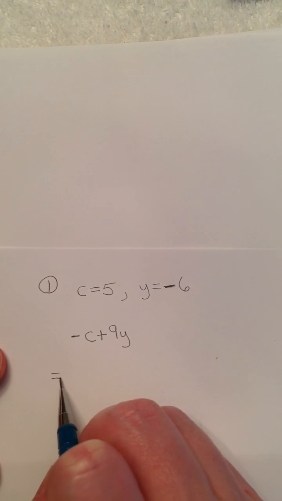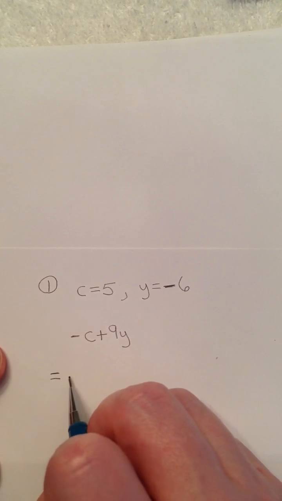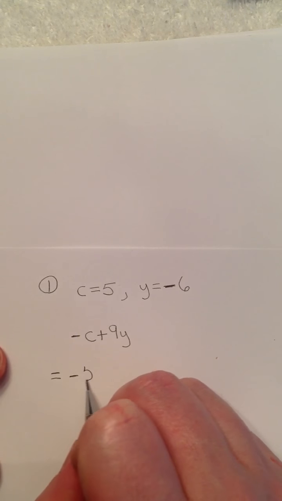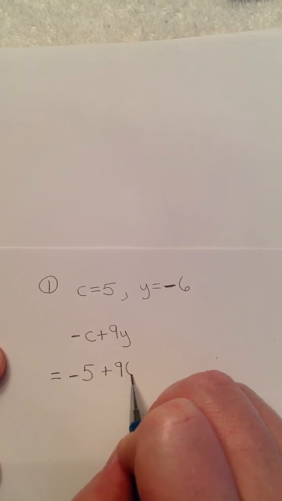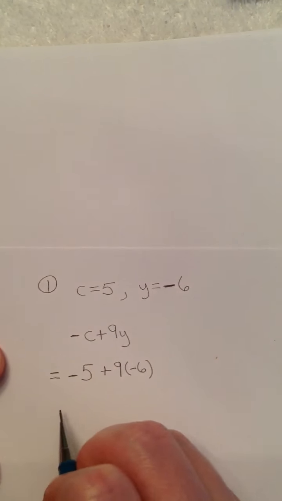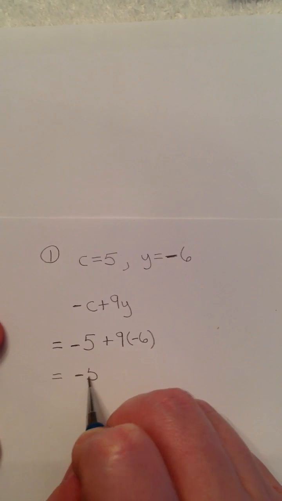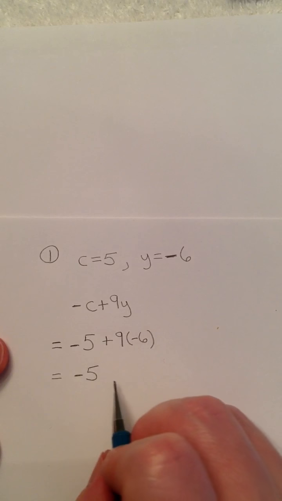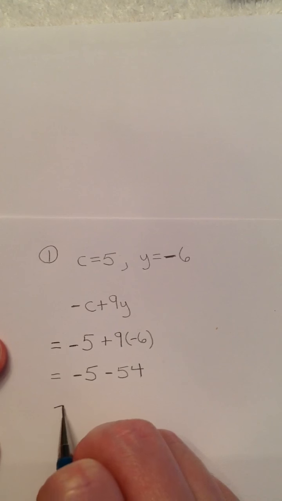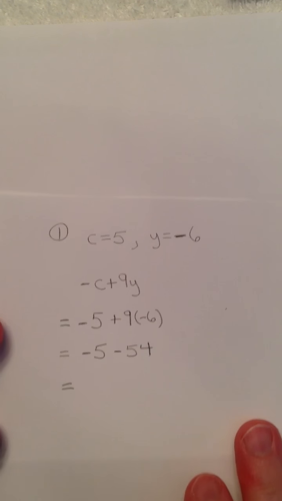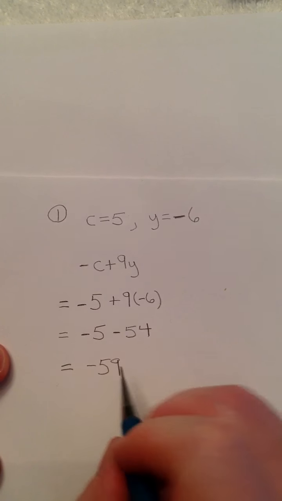Okay, and if we were to substitute respectively 5 for c and negative 6 for y, now we're going to have the negative of c become the negative of 5. And in the case of 9 times y, we're looking at 9 times negative 6. As you look at combining the values, we have negative 5 plus 9 times negative 6, which is going to be a negative 54. And you can say negative 5 minus 54 or negative 5 plus negative 54, and the outcome ends up at negative 59.